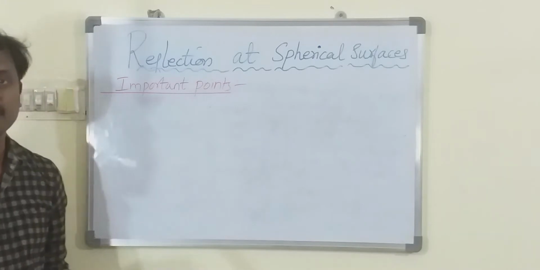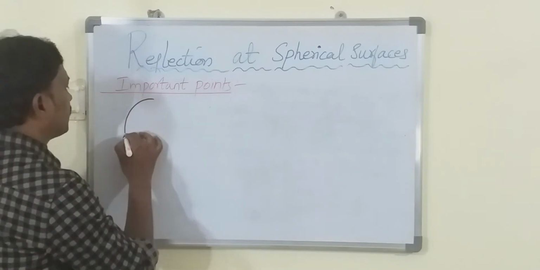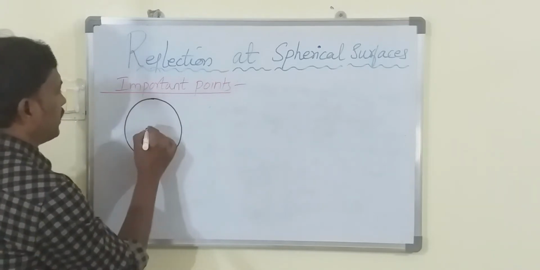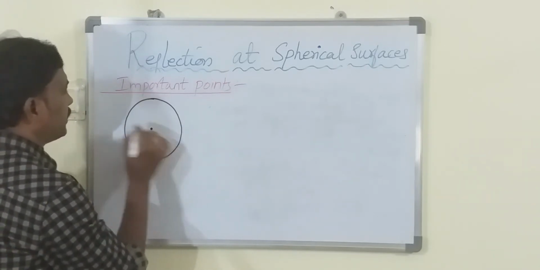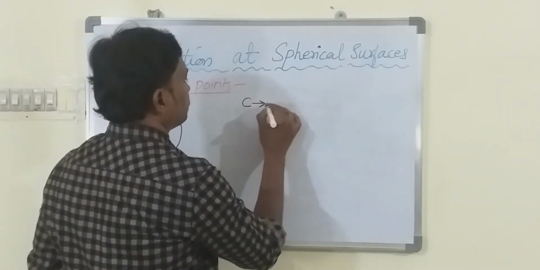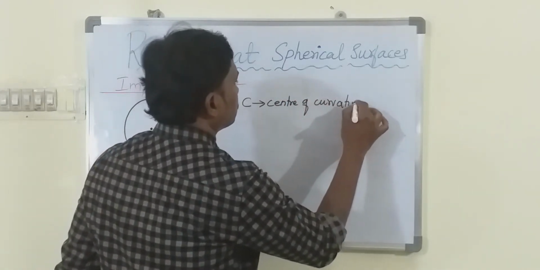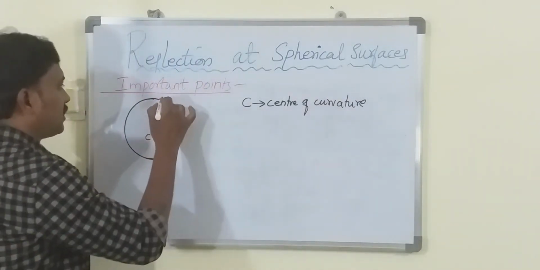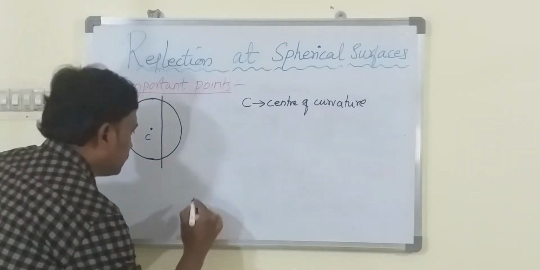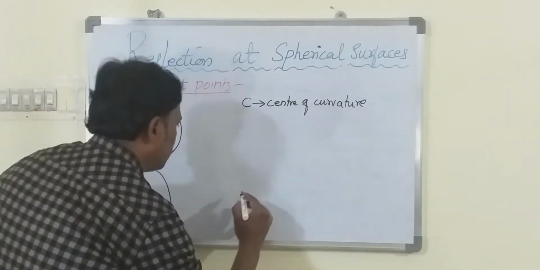Now let us try to see some important points. First of all, let me draw the sphere once again, and it has a center and I denote it as C. So C is called the center of curvature. Center of curvature. Now what I am doing is I am cutting some part, right? Now that part just I would like to put here, and I will take here also.